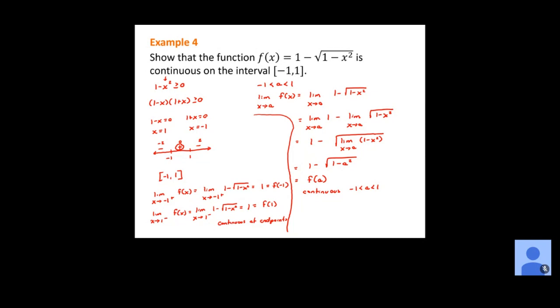So those are kind of the 3 things you'd have to show if you want to prove that something is continuous on some closed interval. So prove that it's defined, prove that the limit exists and is equal to the value of the function on the open interval, and then prove that it's continuous from the left and the right at your endpoints.